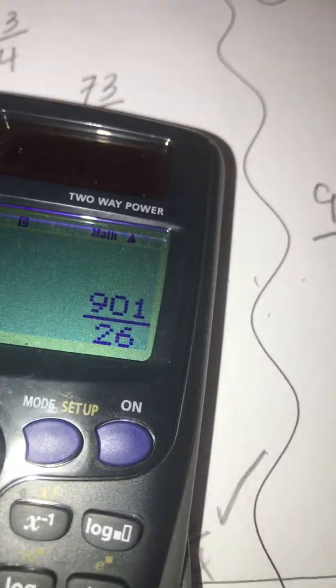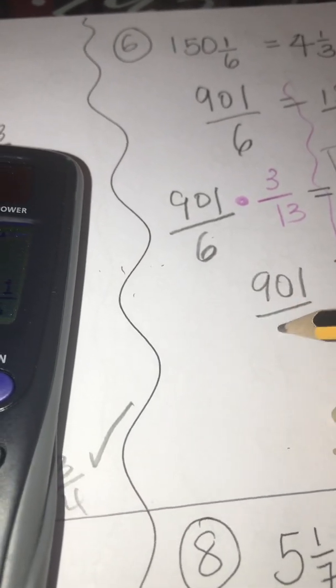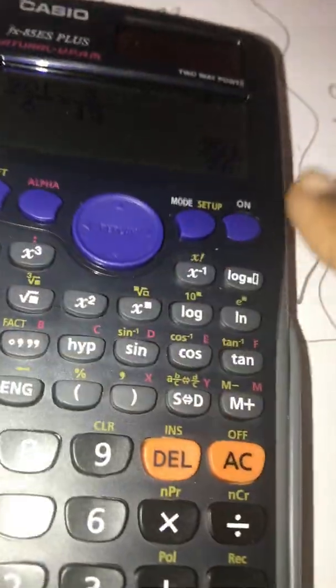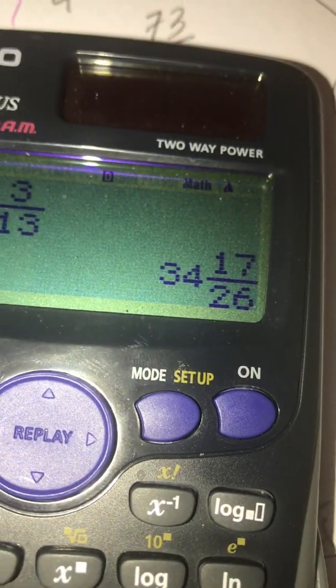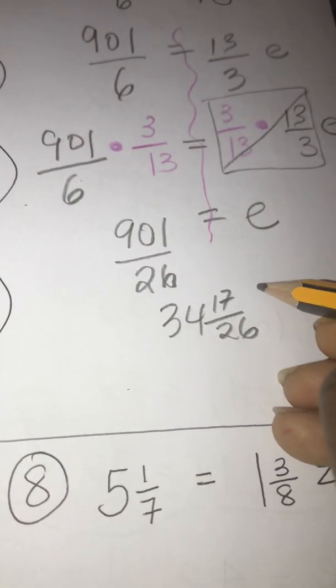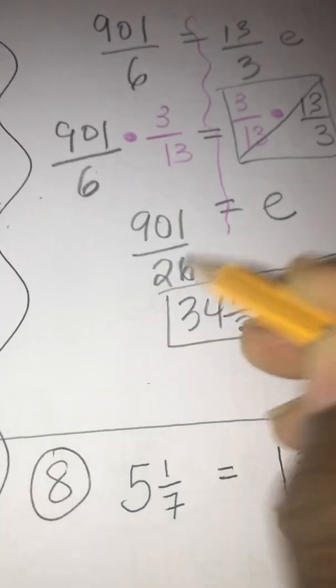Okay, and I got 901 out of 26. So this becomes 901 out of 26. I have to change it to a mixed number. Shift SD, and I get 34 and 17 out of 26 equals E. And this is my answer.